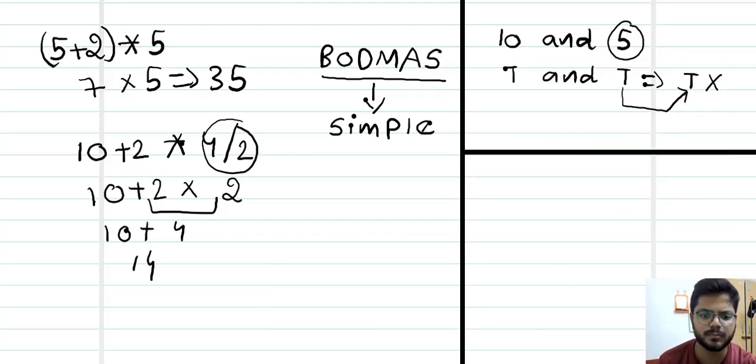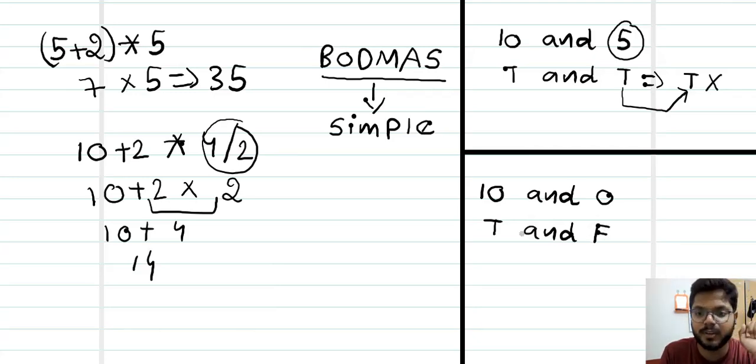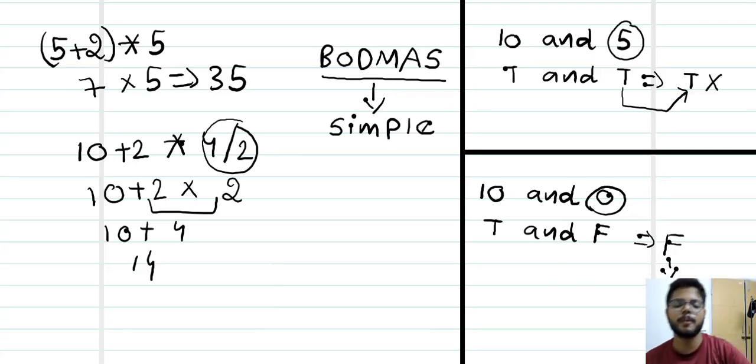Why is it 0? Because you know that 10 and 0, 10 is true, and if it is a 0, what is it? If it is a 0, it is false. What is true and false? It is false. Then what is the false value that it is holding? It is 0. So the answer is displayed as 0.